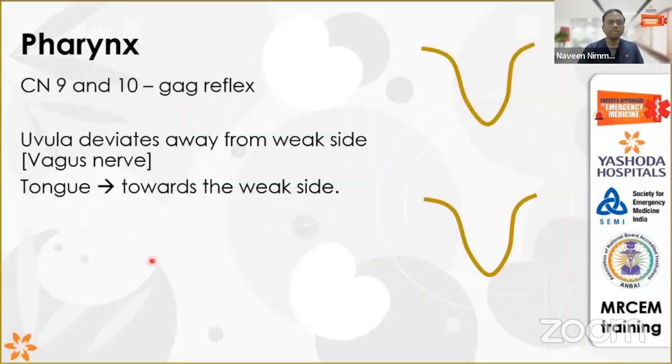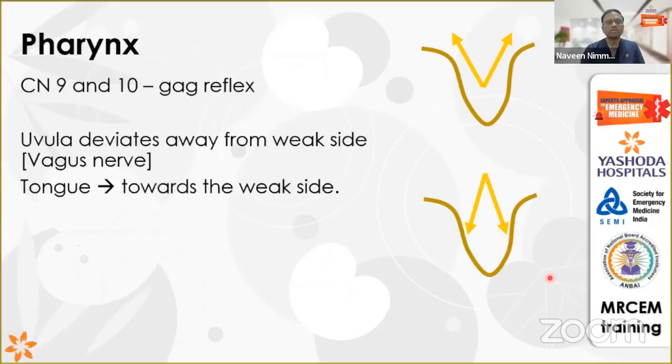Whereas in the tongue, it's the opposite. When you ask them to put the tongue out, they are going to push it out. So if this side is weak, the tongue gets pushed to the weak side. So the tongue goes towards the weak side, the uvula goes towards the stronger side. And if there is any weakness, that means the vagus nerve is compromised. So gag reflex, difficulty swallowing: when they say that, they are trying to tell you that the glossopharyngeal is affected.